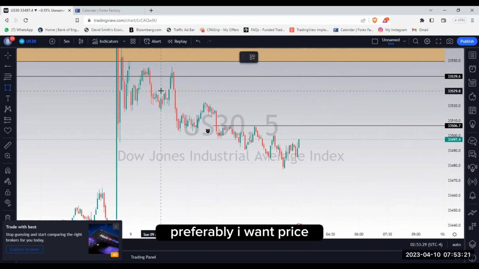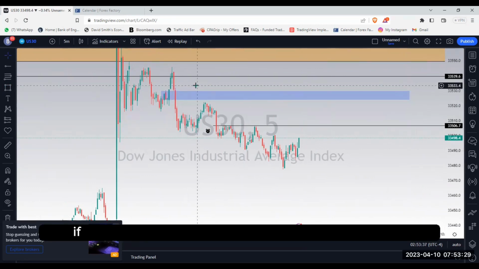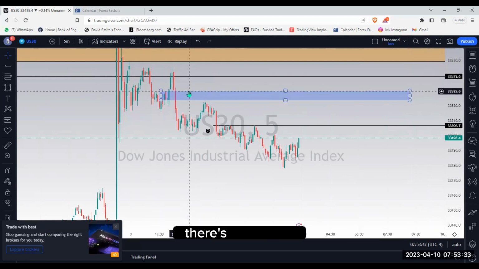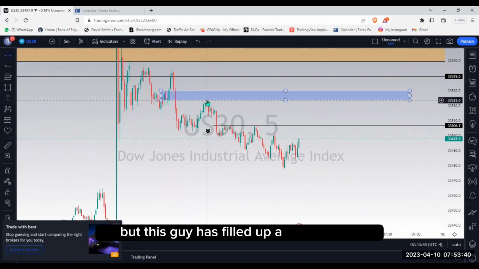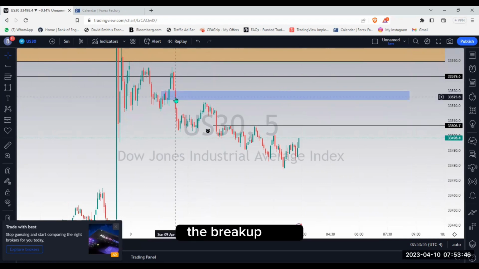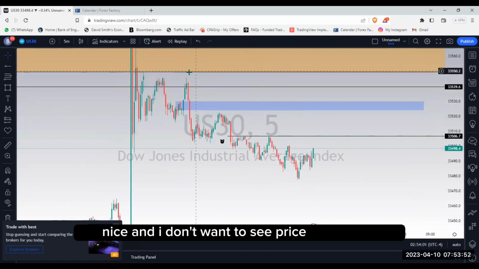Preferably, I want price to come into this zone. All right. If you look, there's a huge imbalance sitting around here. The bottom of this candle, the top of this candle is imbalance. But this guy has filled up a little bit of it. But there's a breaker block sitting here. Did you see that? The breaker block. Nice. And I don't want to see price trade above here.